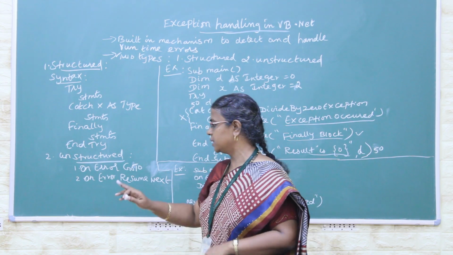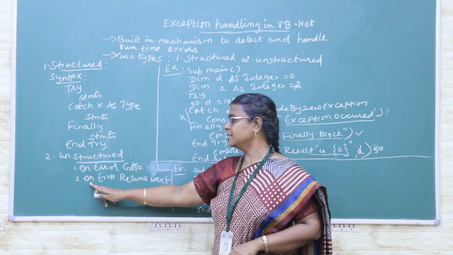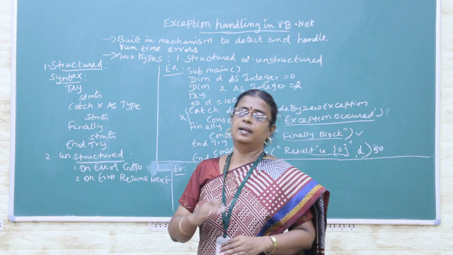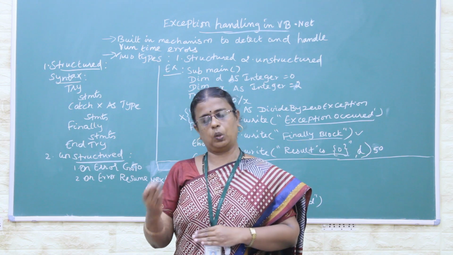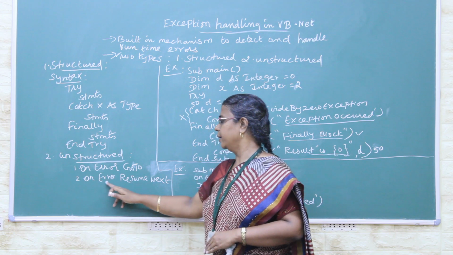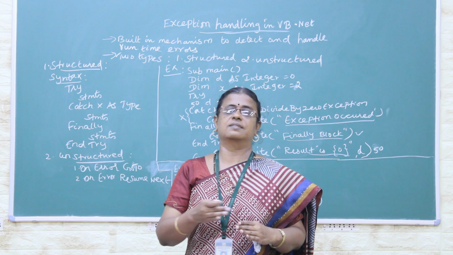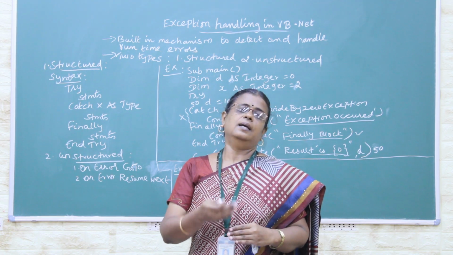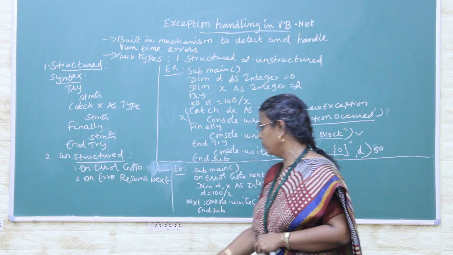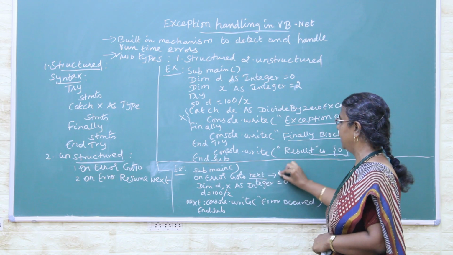There are two statements used. One is On Error GoTo, and the second one is On Error Resume Next. The On Error GoTo statement transfers the control to a particular location if any error occurs, and the On Error Resume Next statement will skip the error when it occurs and continue to execute the next statement. Here is one example. Sub Main, On Error GoTo next. So this is the label.